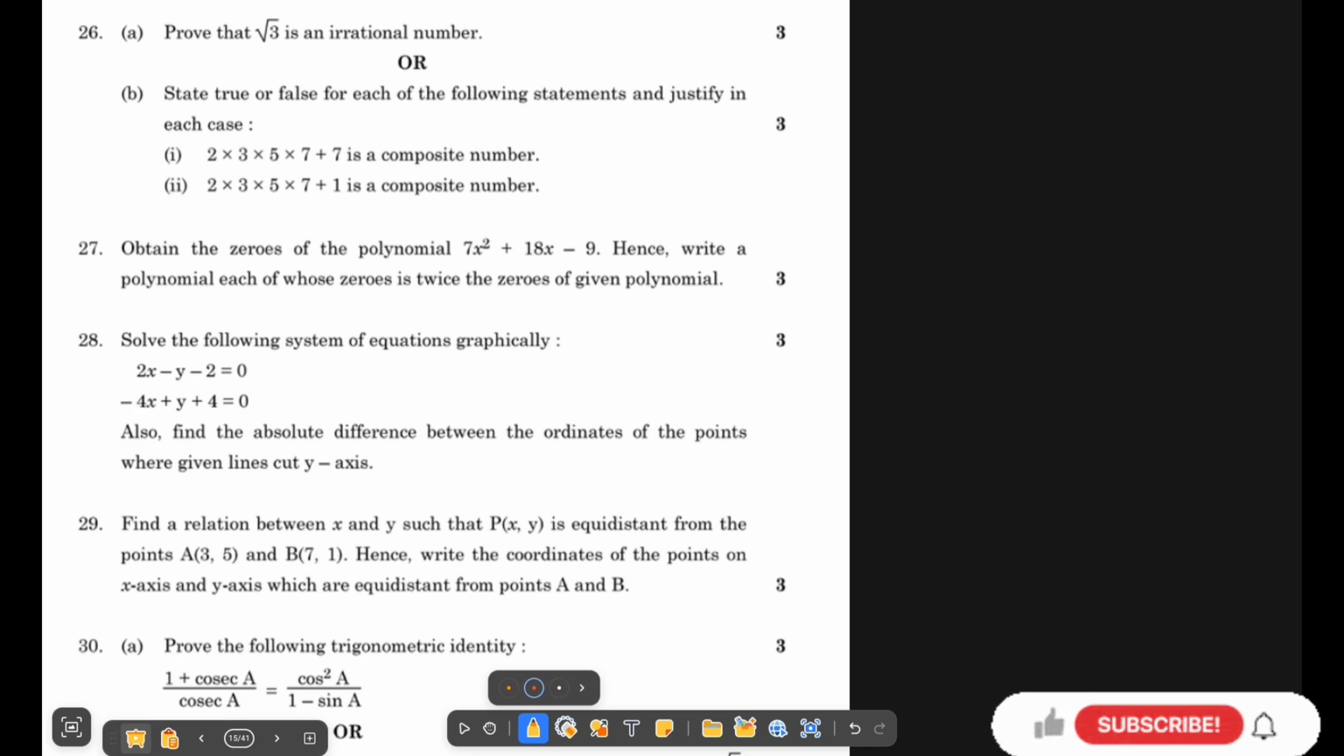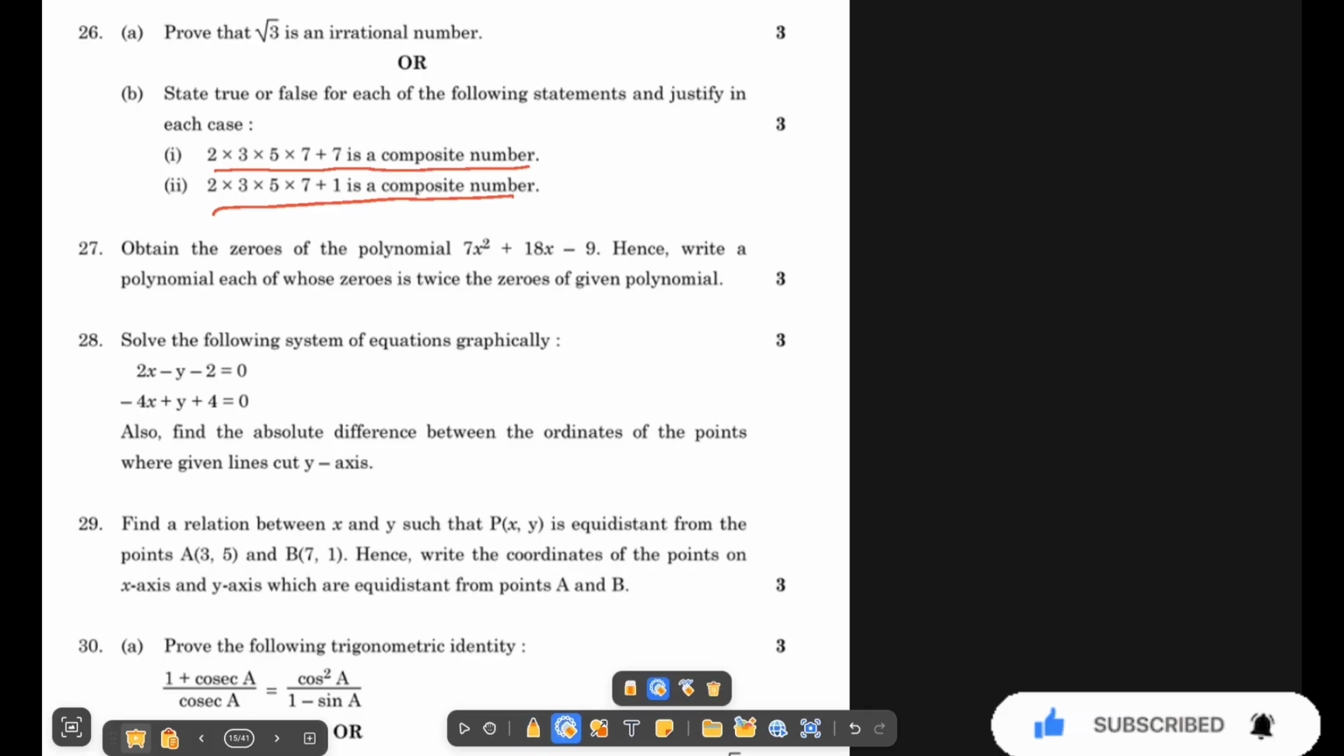Next, 26b question is: state true or false for each of the following statements. Justify each case. What are the questions given? First, 2 into 3 into 5 into 7 plus 7 is a composite number. And second, 2 into 3 into 5 into 7 plus 1 is a composite number. So we have to say whether these are composite numbers or not, true or false, and if it is true, why it is true, and if it is false, why it is false.